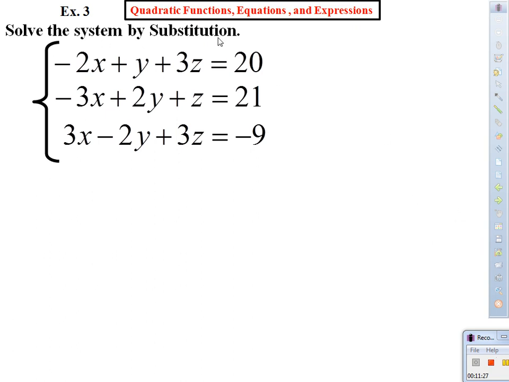To solve the system by substitution, they give us a set of negative 2x plus y plus 3z equals 20, negative 3x plus 2y plus z equals 21, 3x minus 2y plus 3z equals negative 9. Copy that, please. All right, here we go.